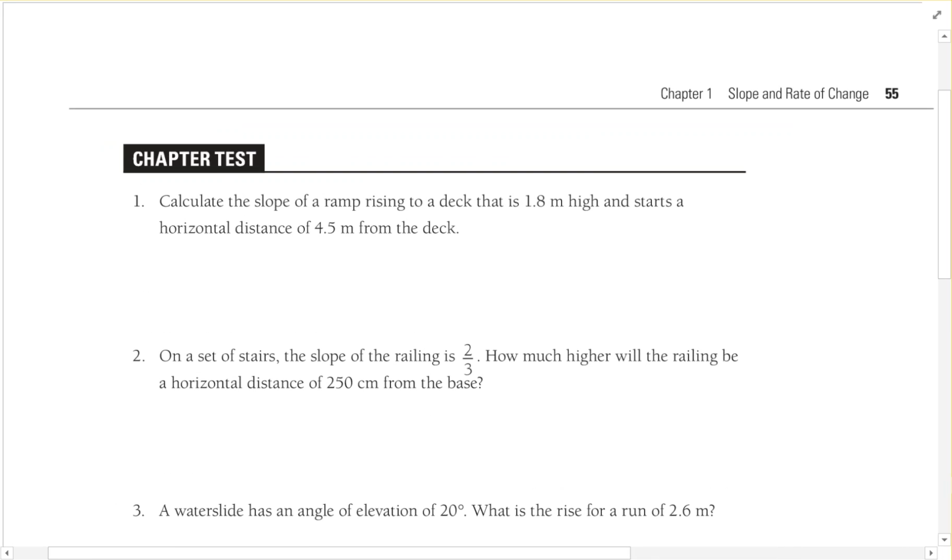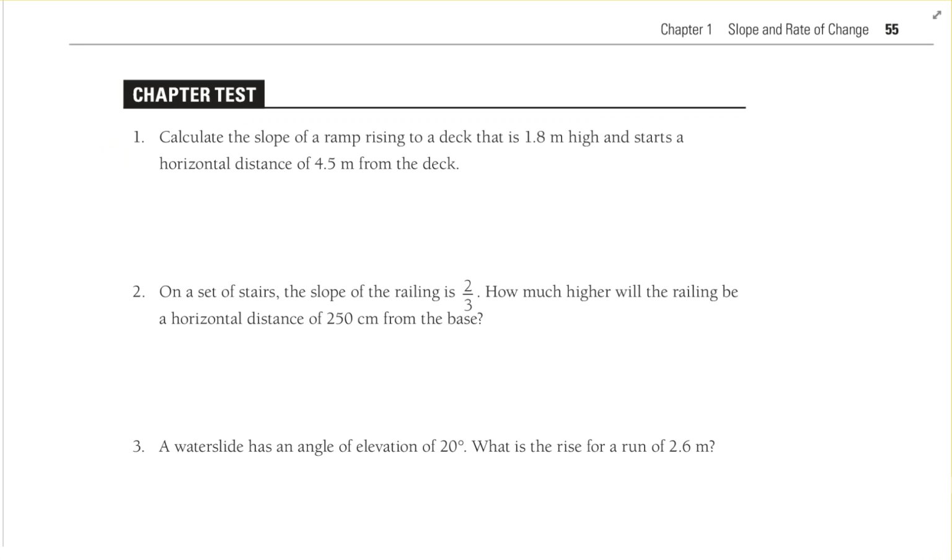Just going to zoom in a bit here. Number 1 says calculate the slope of a ramp rising to a deck that is 1.8 meters high and starts a horizontal distance of 4.5 meters from the deck. Okay, so just remember for these ones we're going to use the formula m is equal to rise over run.